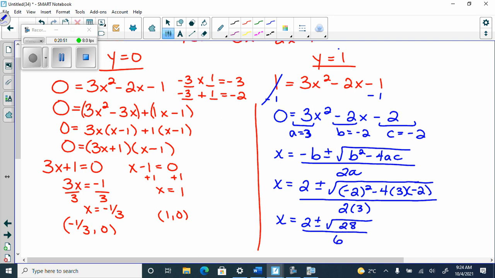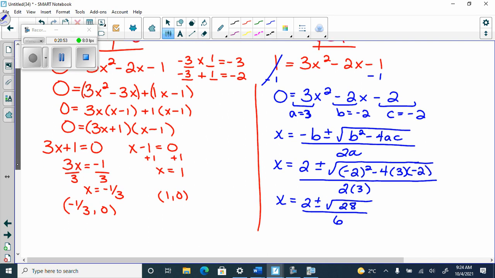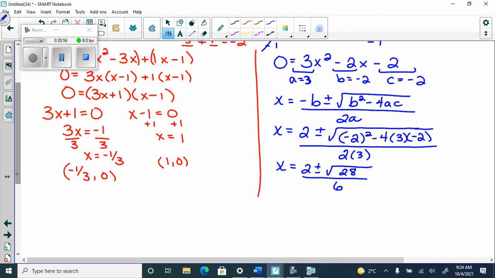And then what do we have to do? Reduce, grade 10. We're back to grade 10. Grade 10, grade 10. So the quadratic part is grade 11, right? But the reducing is grade 10. We are going back to grade 10 all the time. Grade 10 is our friend. Okay. X equals 2 plus or minus.